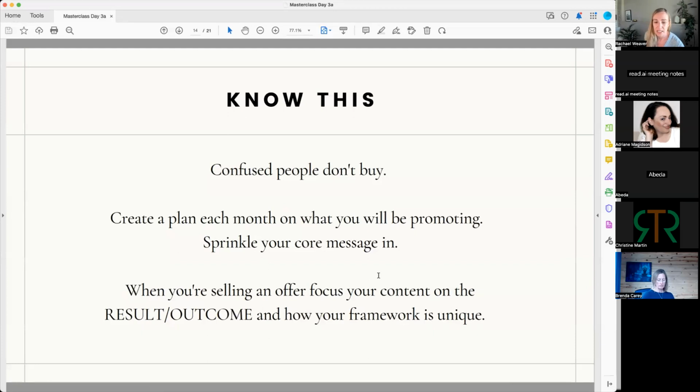When you're selling an offer, focus your content on the result, the outcome, the problem that you solve, and how your framework is unique. So that's your unique selling point. How your unique selling point is getting people to that solution and out of that problem.